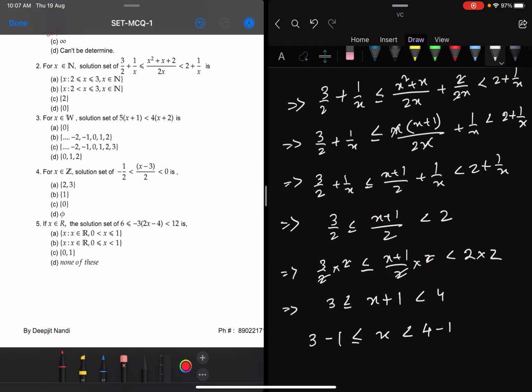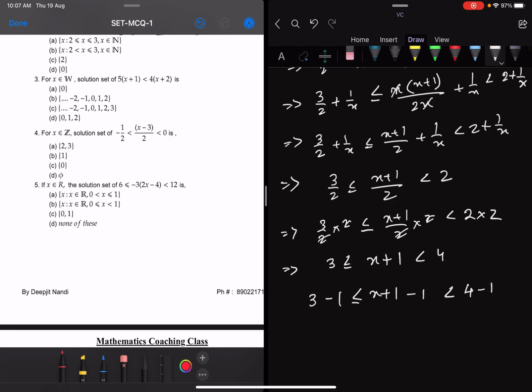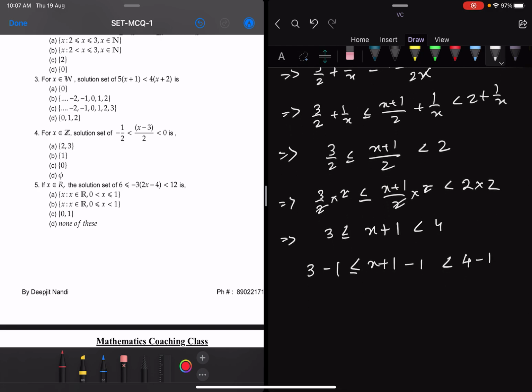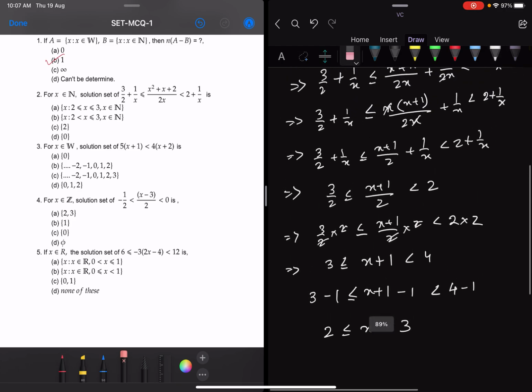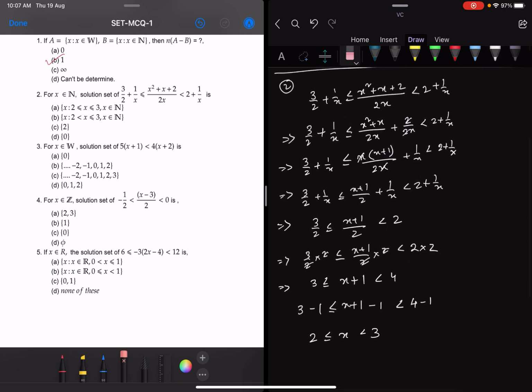That means we subtract 1 throughout: 3 minus 1. You can think of it like this: it is x plus 1 minus 1, so 3 minus 1 means 2 less than or equal to x, because 1 minus 1 is 0, less than 3. Sorry, it's less than 3. This is the solution. That means 2 is less than or equal to, and 3 is less than.